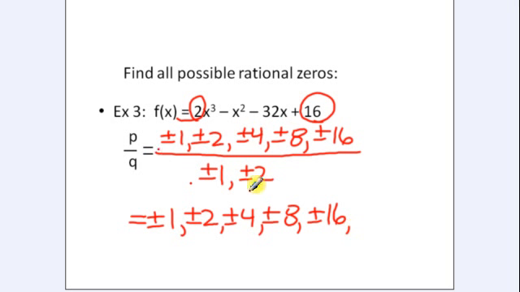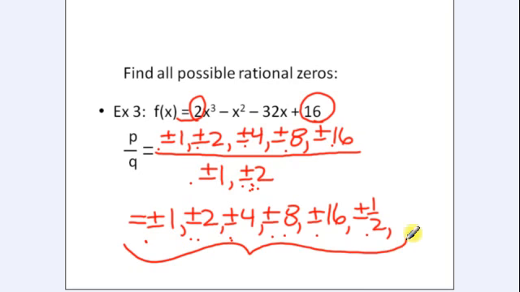1 divided by 2 gives me positive negative 1/2. Let's see, 2 divided by 2 equals 1, and I already have that listed. 4 divided by 2 is 2, I already have that listed. 8 divided by 2 is 4, I already have that listed. 16 divided by 2 is 8, so I have that listed as well. So it looks like we have 2, 4, 6, 8, 10, 12. 12 different possible rational zeros.